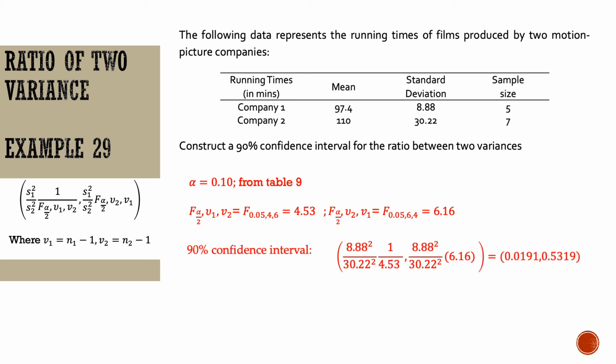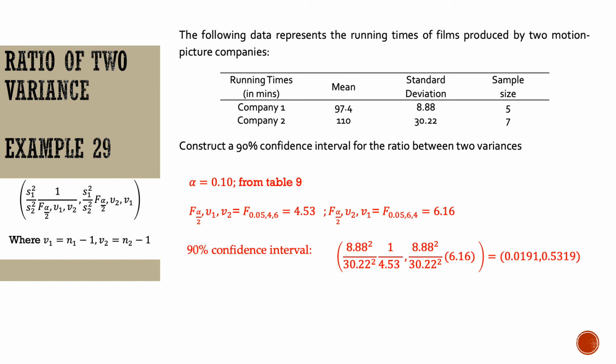And finally, substitute into the formula of the 90% confidence interval. We get our confidence interval equals to 0.0191 and 0.5319.